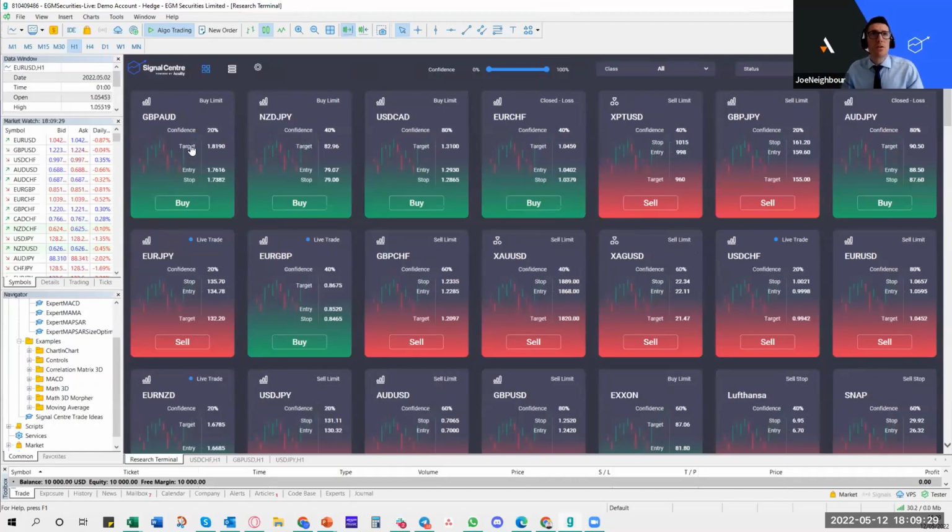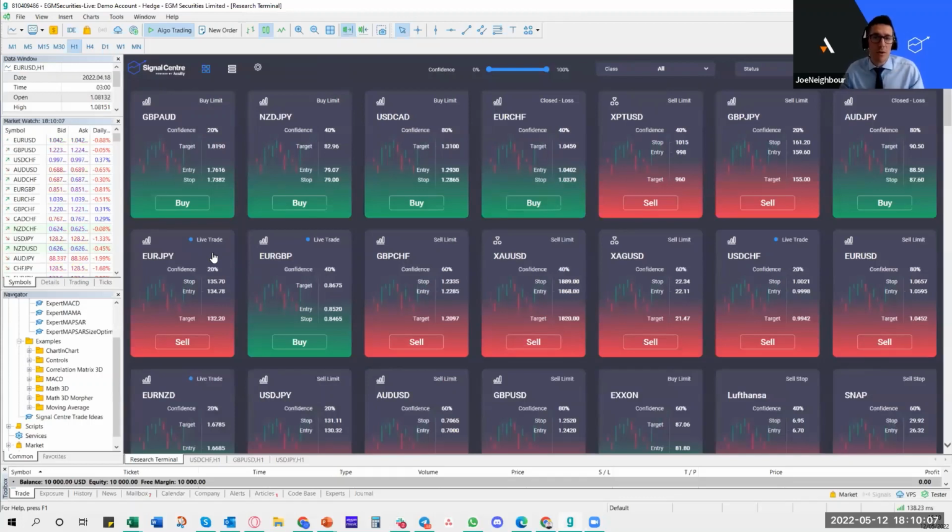So on the tiles here, we can just break down everything that we see. We have the name of the asset, which is obviously fairly self-explanatory. On the top right, we have the order type, which in this instance for Sterling Aussie is a buy limit. We have a confidence score, which in this instance is 20%. We then have the key details that you need in order to replicate the trade. So we have the entry level, which today for Sterling Aussie is at 176.16, a stop loss at 173.82, and a target at 181.90.